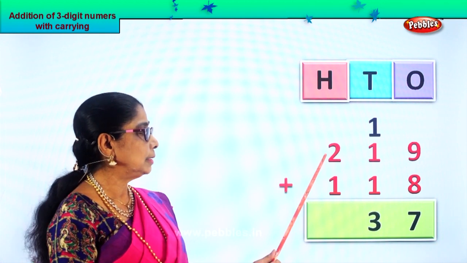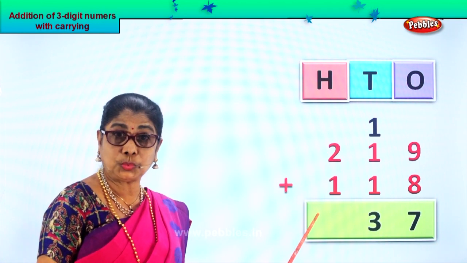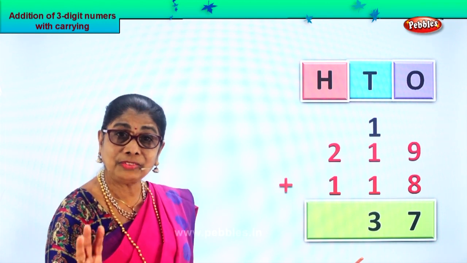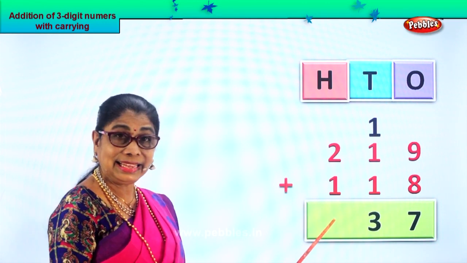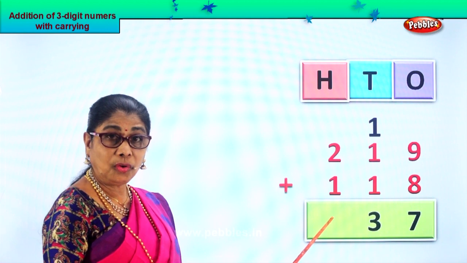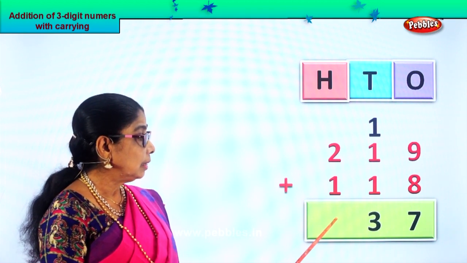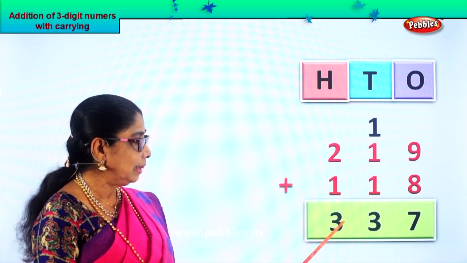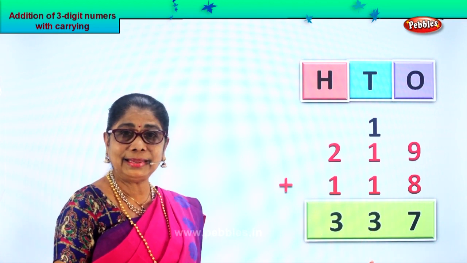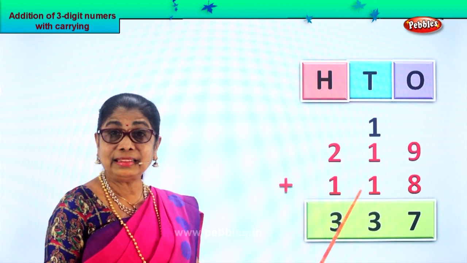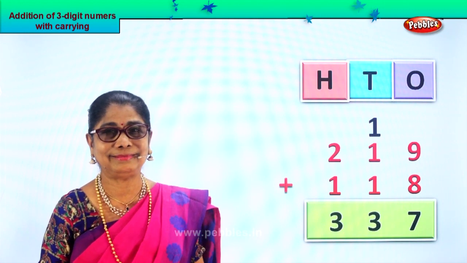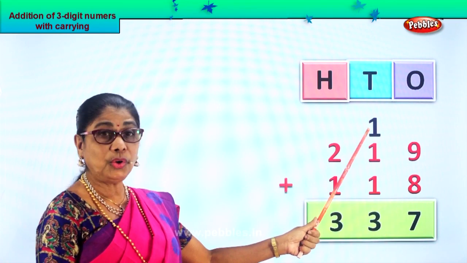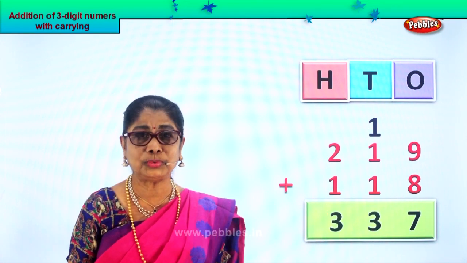Let's go to the hundreds. Hundreds place, we have 2 plus 1. What is 2 and 1? 200 and 100? 300. 2 plus 1 is 3. So you get your answer, 337 is your answer. Did you enjoy adding three-digit numbers with carryover? Shall we take another new sum?